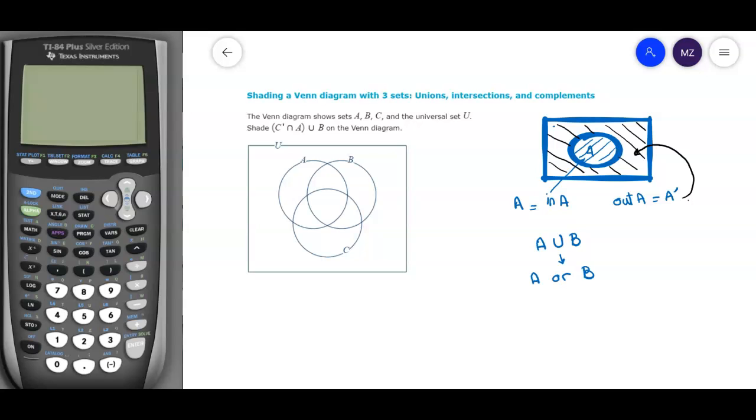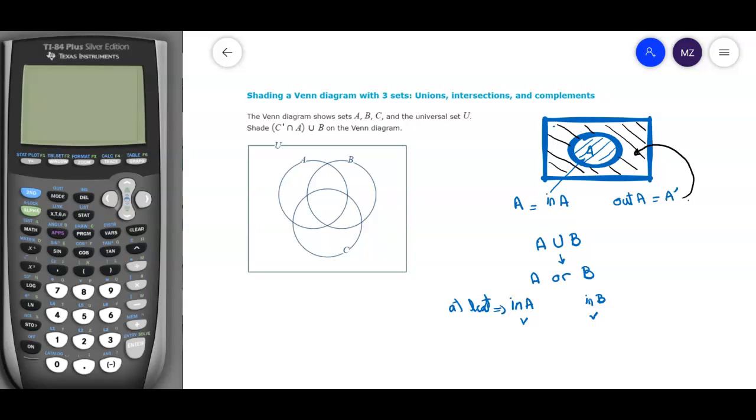So if one of the conditions is verified, this means if it is in A verified, you take it. If it is in B verified, you take it. One of them. At least one. At least one of these.